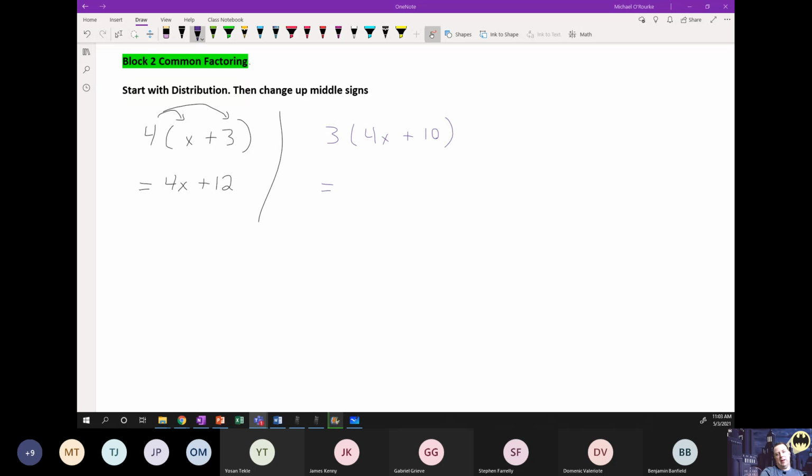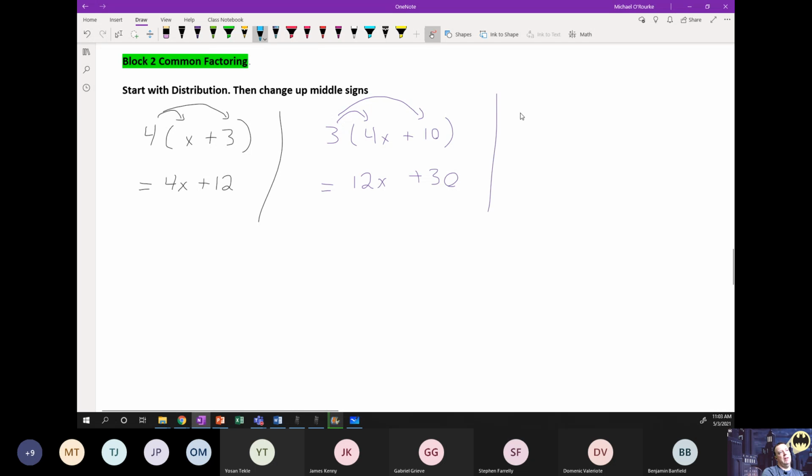Oh, Farley almost got it. Yes, 30. All right. So we multiply in as such. So 3 times 4 is 12 plus 30.